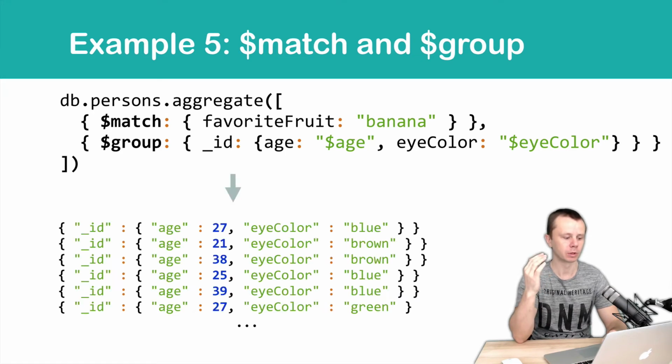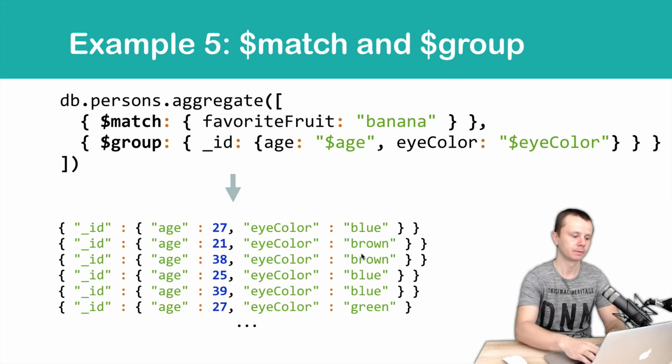Results will be following. So documents with one field underscore ID, and this field will contain document as a value, and this document will have two fields, age and eye color. And here we see all possible combinations of age and eye color. Let's look at this in action.